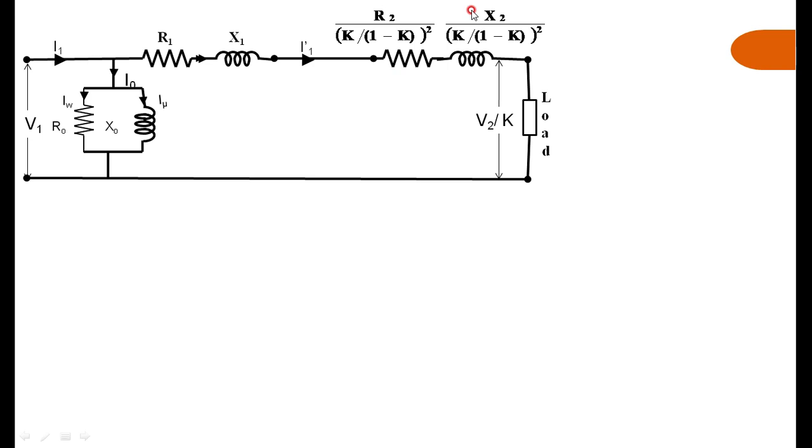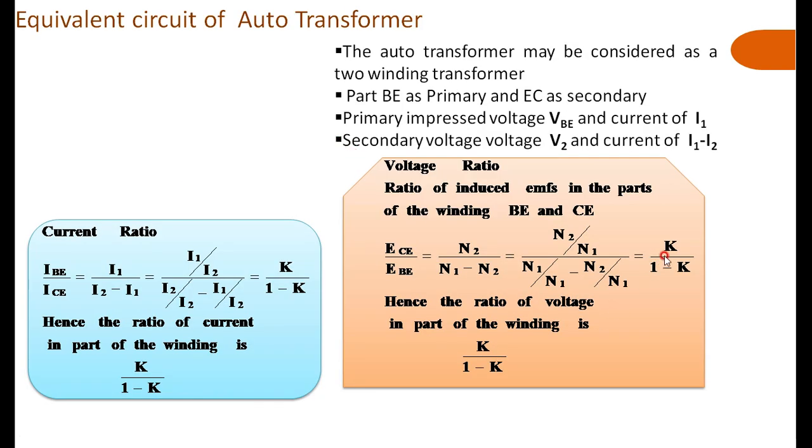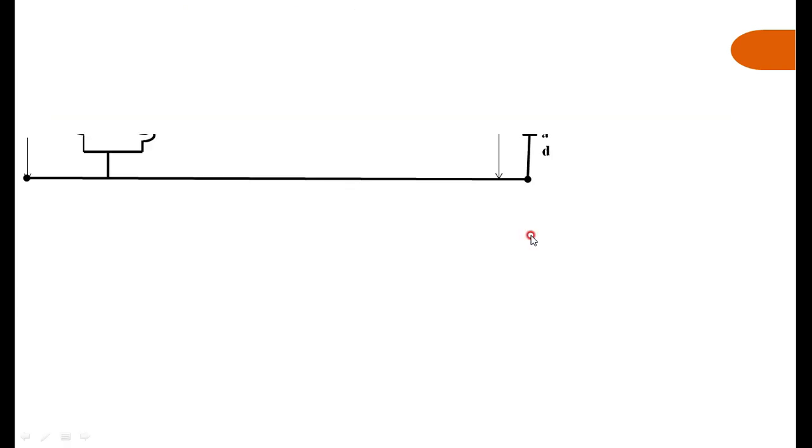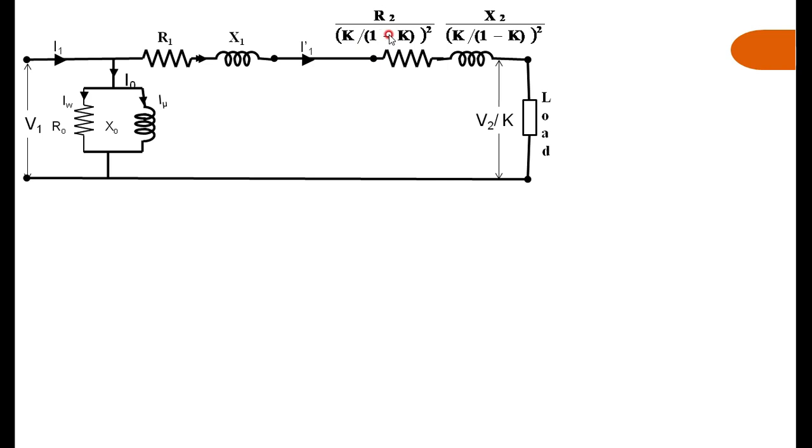With the help of the same, R1 X1 is the primary resistance and reactance of the auto transformer. The secondary resistance and reactance can be replaced by its equivalent resistance referred to the primary side, by dividing by the square of the transformer resistance ratio. What is the transformer resistance ratio here? It is K divided by 1 minus K, which we have derived here for the auto transformer. That you have to divide by, therefore it is K divided by 1 minus K, whole square. That is an equivalent resistance referred to the primary side of the auto transformer. Similarly, the reactance is also transferred to the primary side.